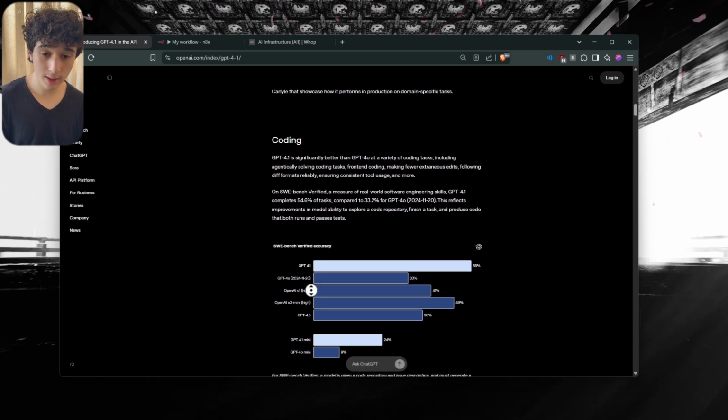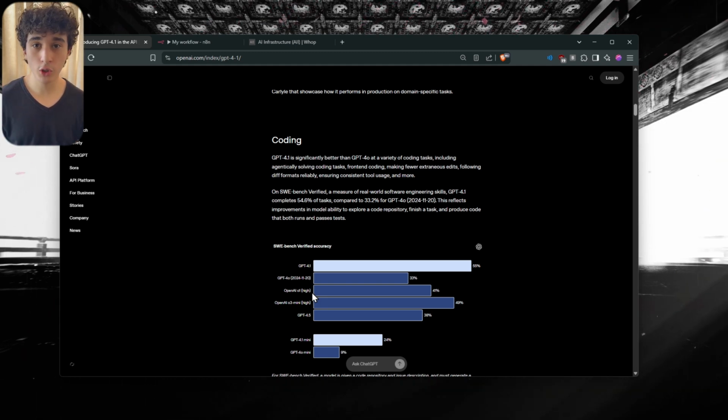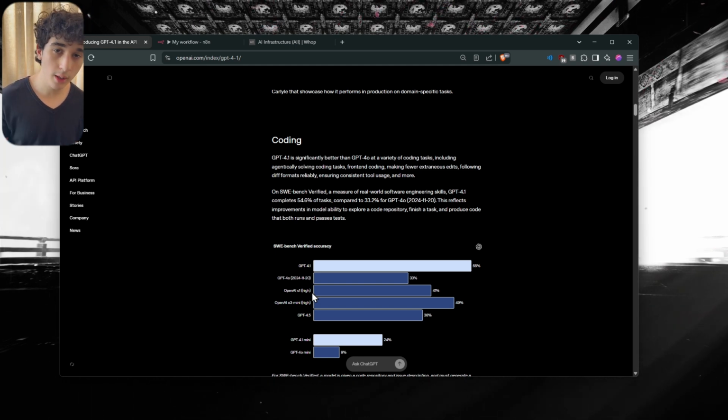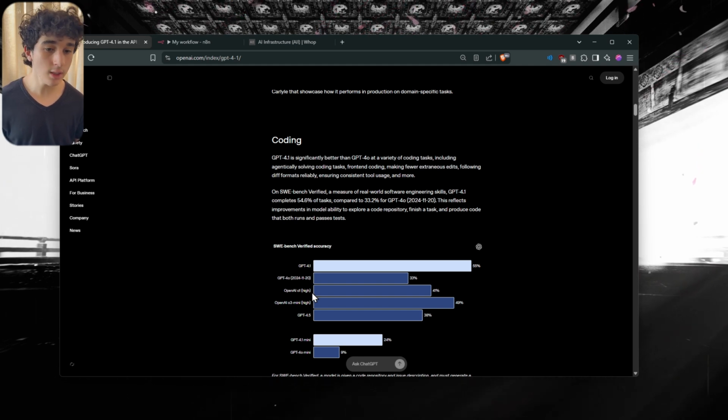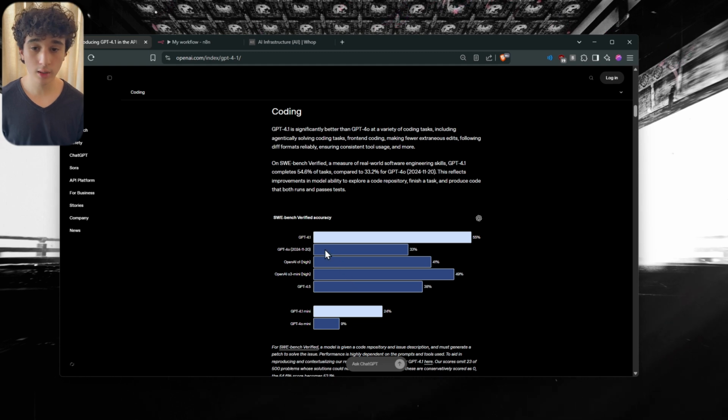Now here we have the coding section, which I'm not going to go over because in my opinion, this time around, their coding models are not really anything too special, especially with Gemini 2.5 Pro coming out, Claude 3.7 Sonnet. It really does not do anything too significant. It's just the average compared to the rest. Definitely an improvement over 4.0, as you guys can see in this first chart, but definitely nothing to brag about.